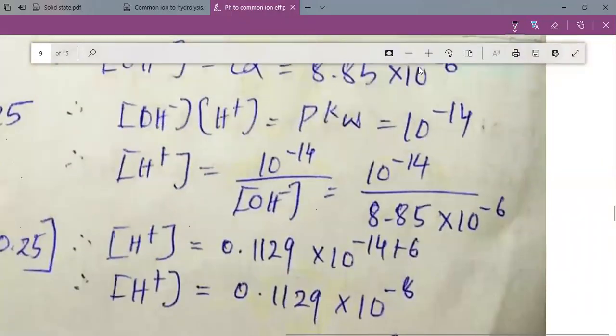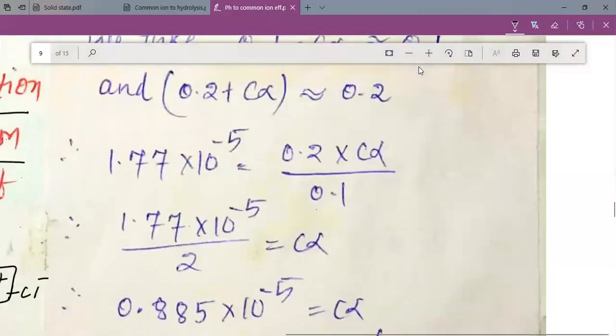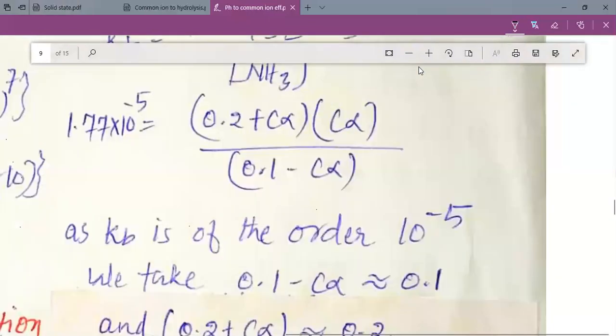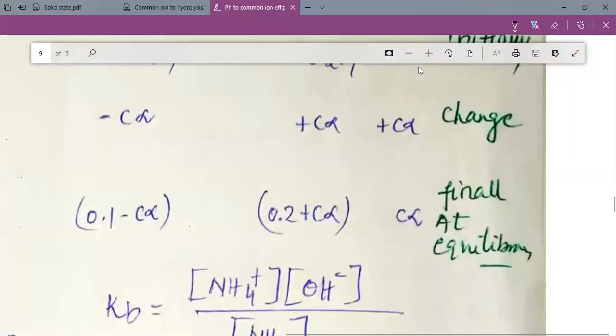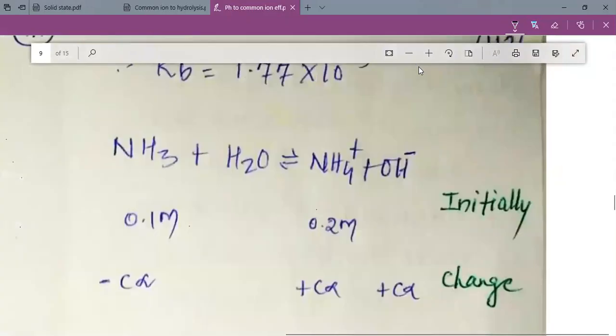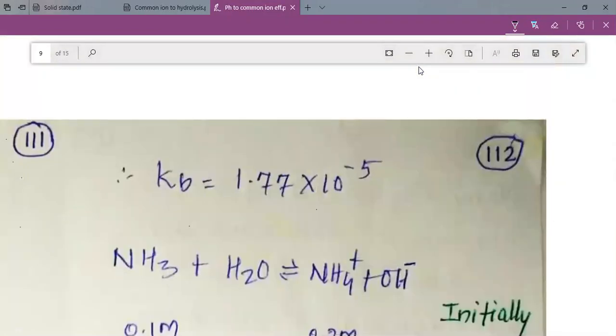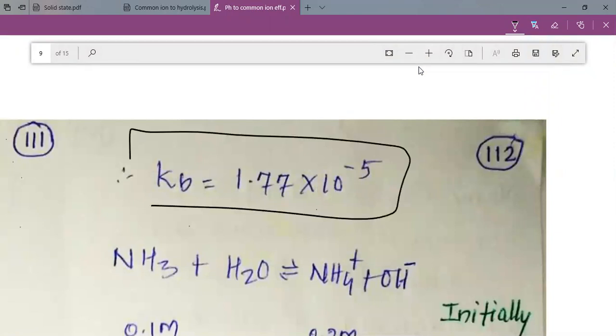So as we move forward, we can calculate the other values. We want to find out the pH and the concentration of H plus. So let us understand how the reaction takes place. We have got the value for Kb, and your Kb value is 1.77 into 10 to the power minus 5.